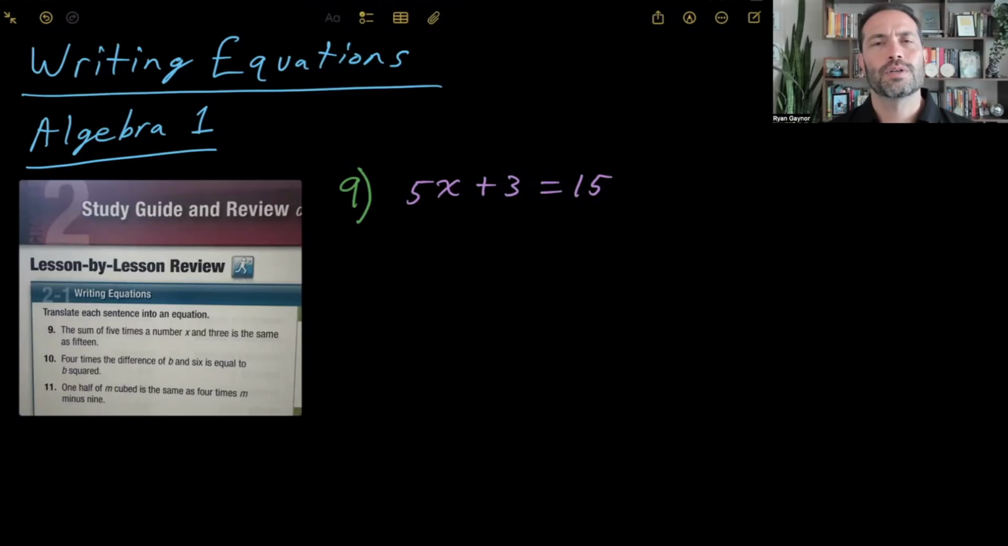All right, so let's read it one more time. We're translating English into a math equation. So the sum, right? So there's my plus sign right there. Of 5 times a number x, so 5 times x, which is just 5x. When you write the number and the variable next to each other, it means 5x. And then and 3, so plus 3 is the same as, which is equals, 15. All right, nice work. Let's go to the next one.